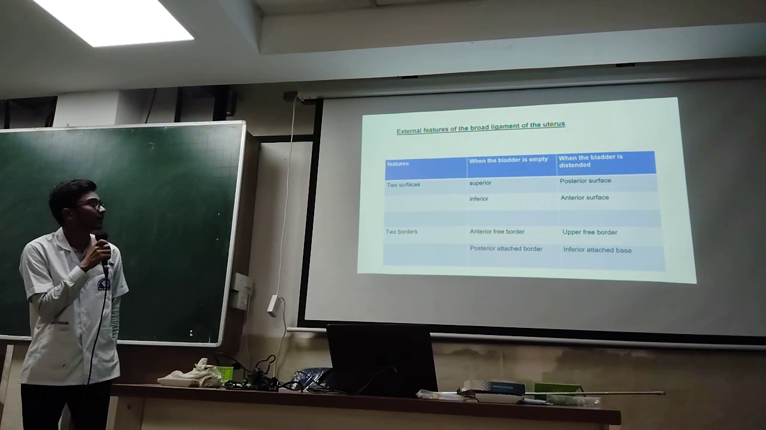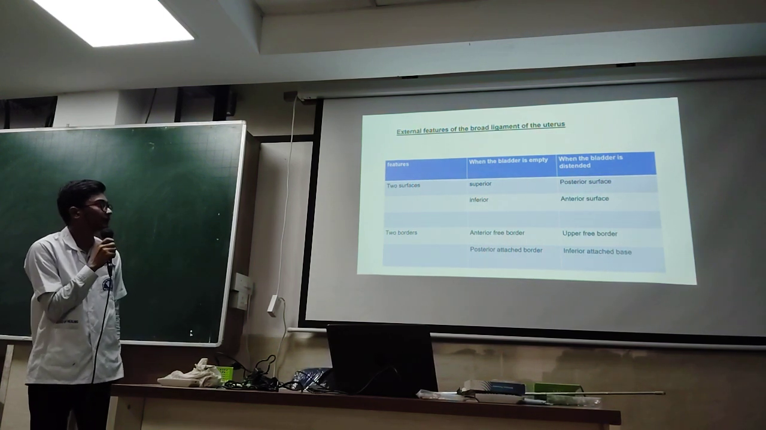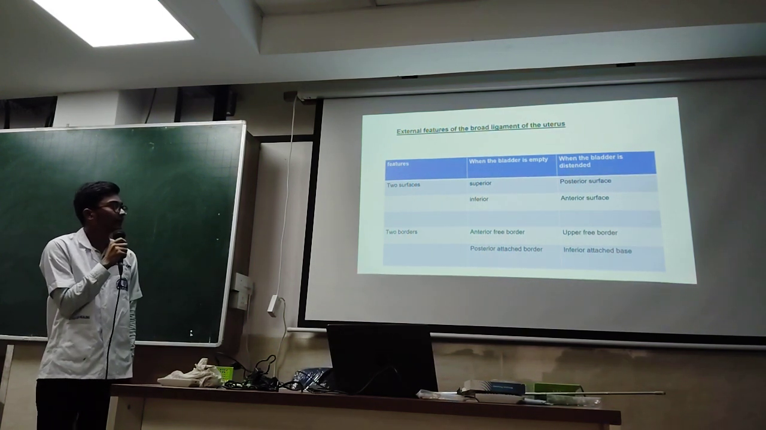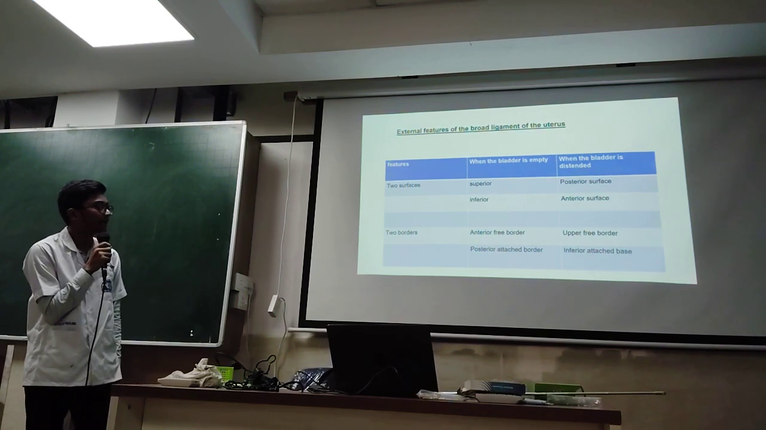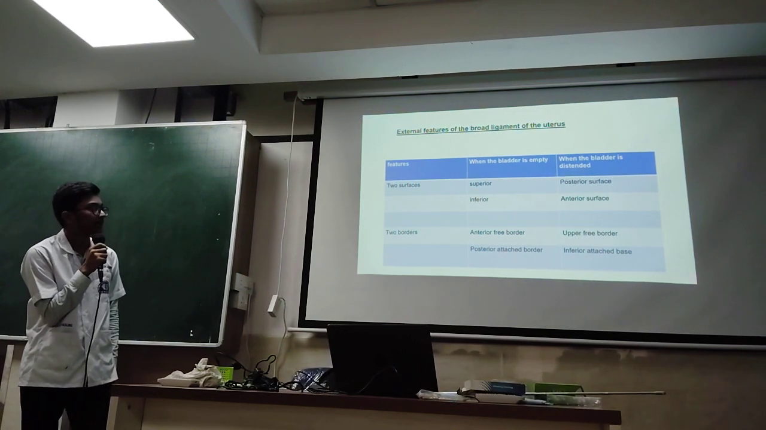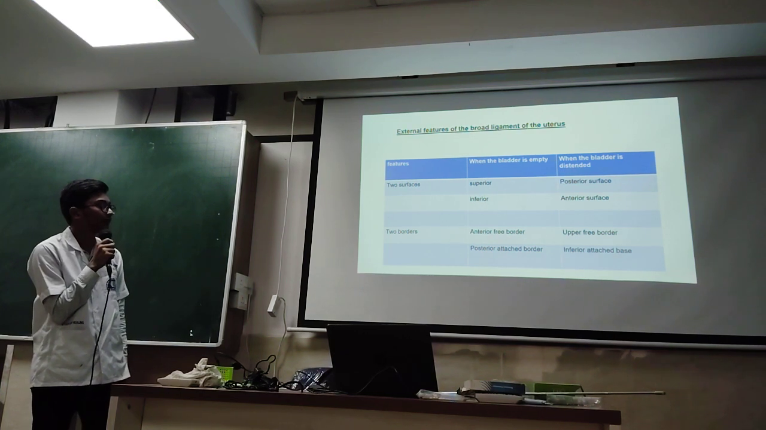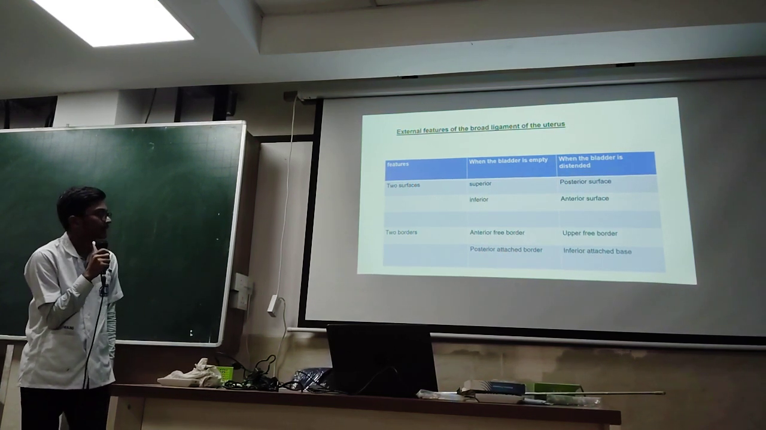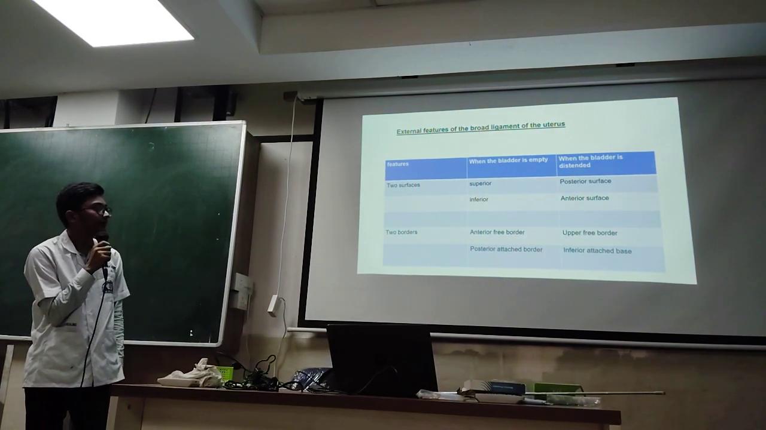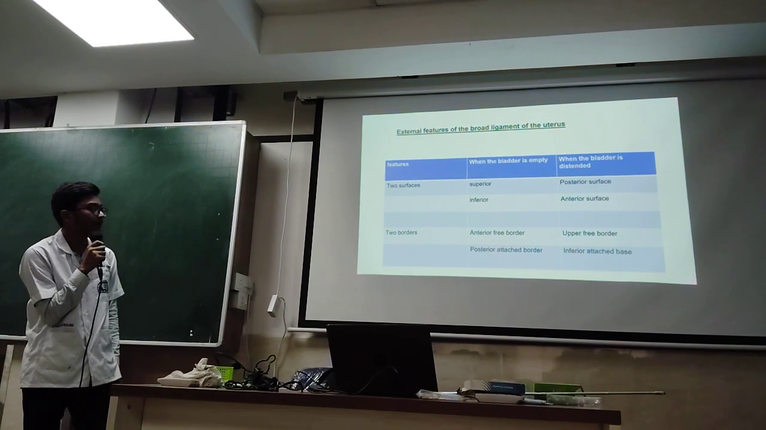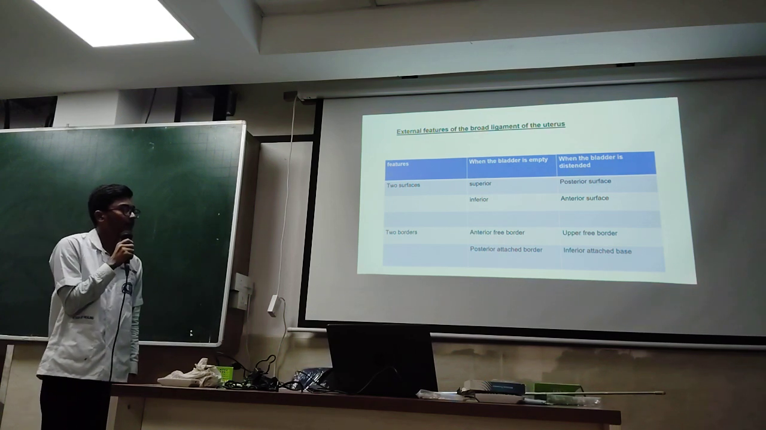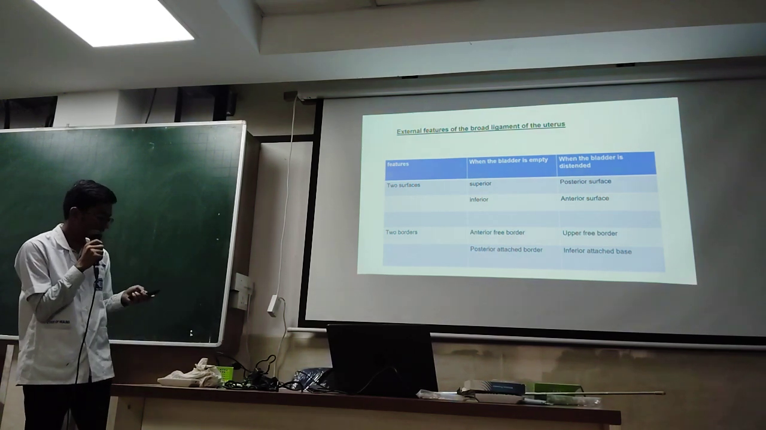Now see the external features of the broad ligament. It has two surfaces: when the bladder is empty, superior and inferior surface, and when the bladder is distended, posterior surface and anterior surface. And two borders: when the bladder is empty, an anterior free border and a posterior attached border, and when the bladder is distended, an upper free border and an inferior attached base.